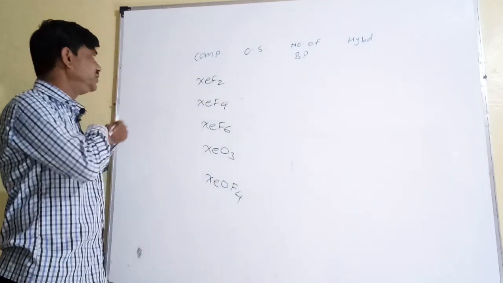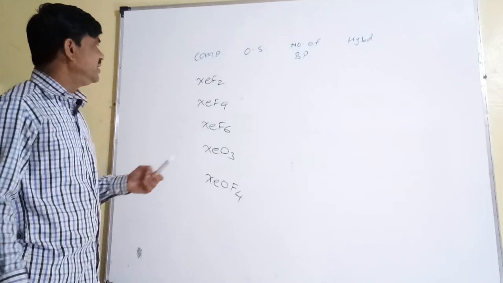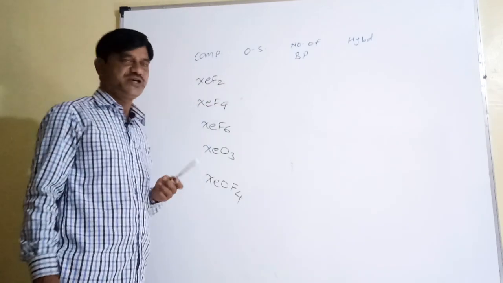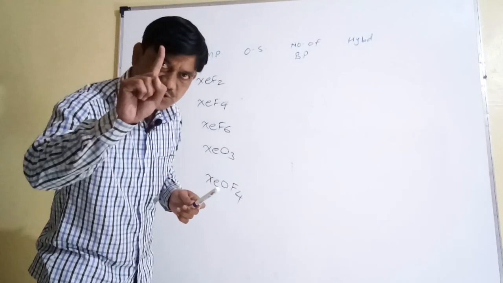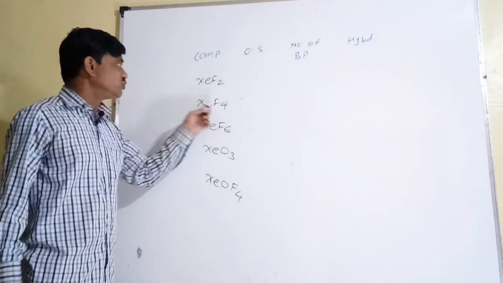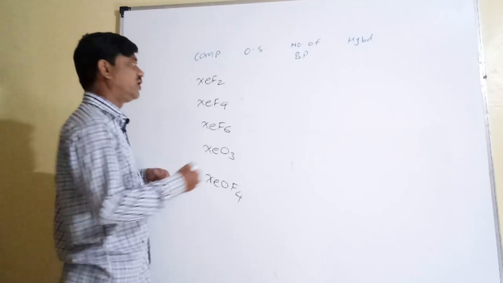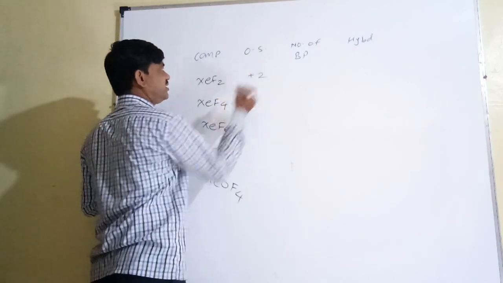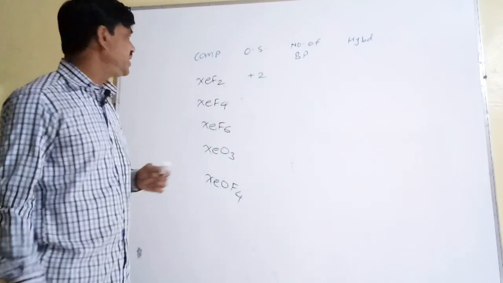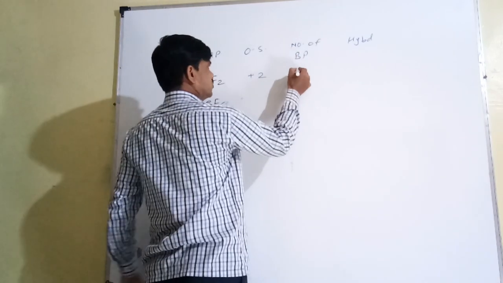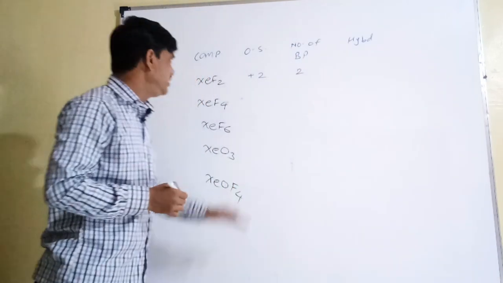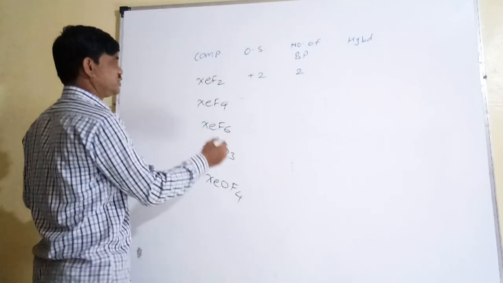If we are dealing with XeF2, can you tell me, students, what is the oxidation state? As per redox reaction in class 11, fluorine always shows -1 oxidation state. So the -2 charge is balanced by xenon. So what is the oxidation state here? +2. What about bonding pairs? 2 fluorine atoms are attached to xenon, so there will be an equal number of bonding pairs. And what about hybridization as per this formula?